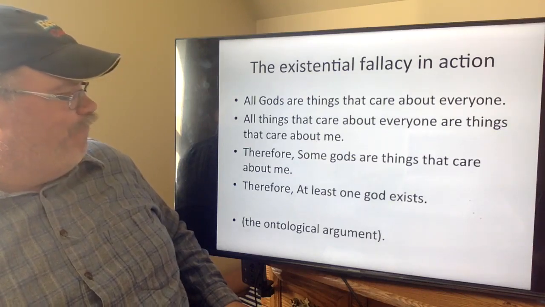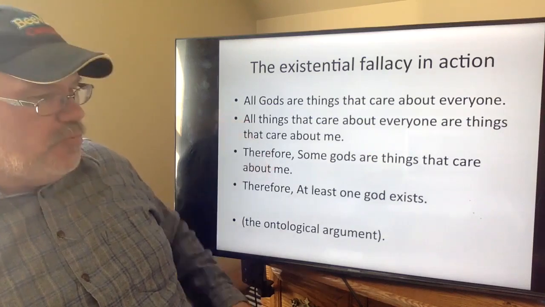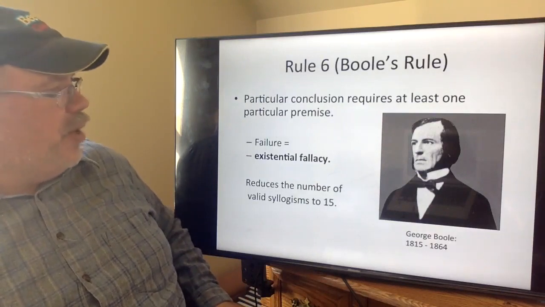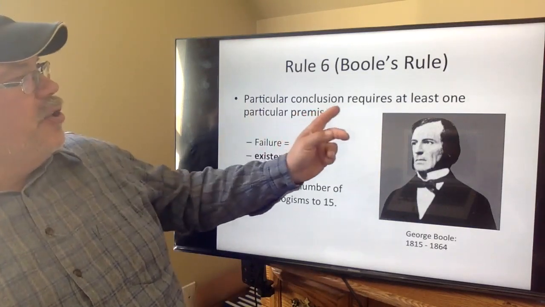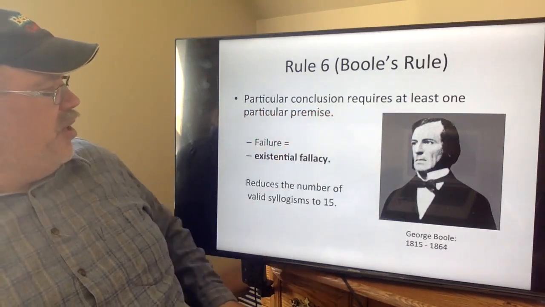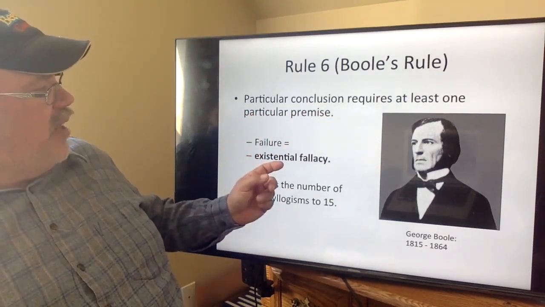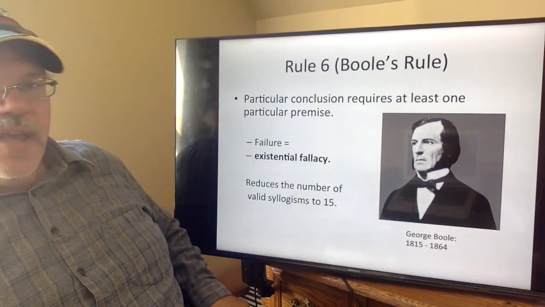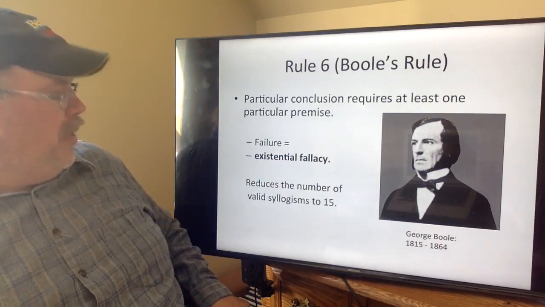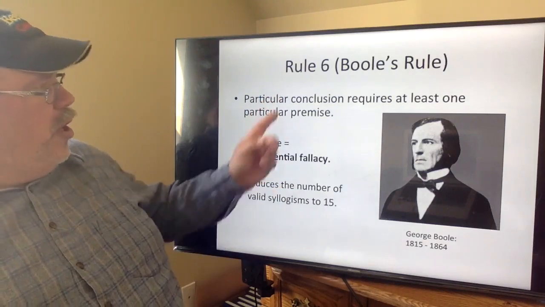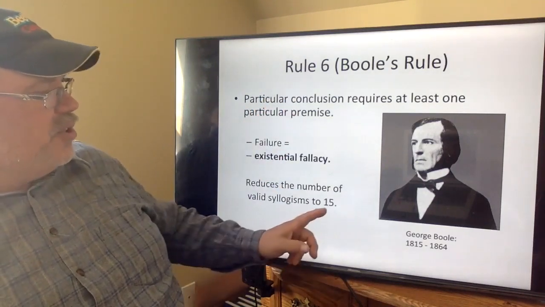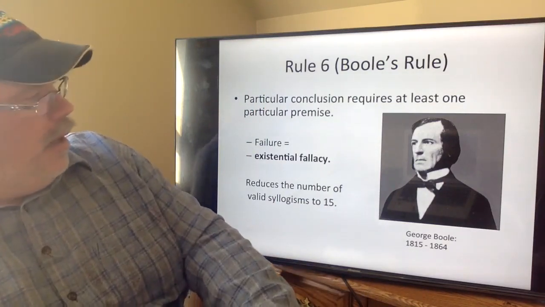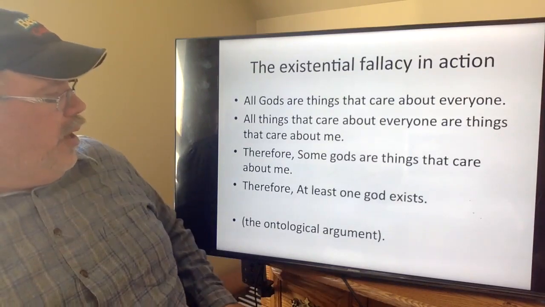So, people thought about this pretty carefully. And ultimately, we realized that rule 6 is required. A particular conclusion requires at least one particular premise. And if you don't have that satisfied, you have what's called the existential fallacy. You're making a mistake about the existence of something. And when you apply this rule, you go down from 24 valid syllogisms to 15. And I'll comment on this a little bit more.